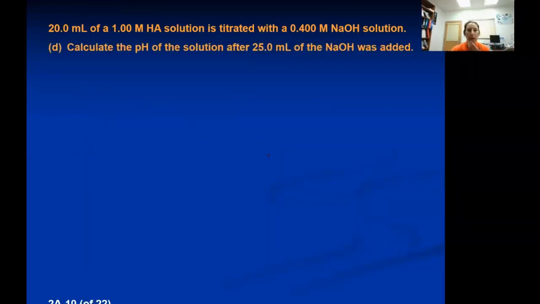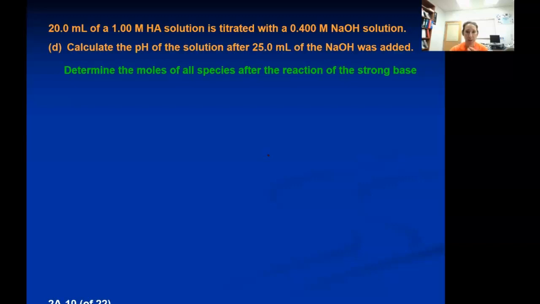Okay, now, what about after I add 25 milliliters? Now for this one, very similar. Try this one and then we're all going to go over this together. I'm not even going to find the moles for you this time. I'm going to have you find your moles for this one. Try this one and then we're going to go over it together.